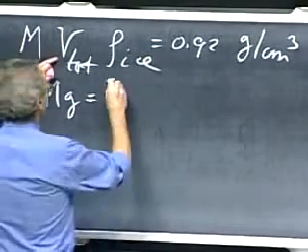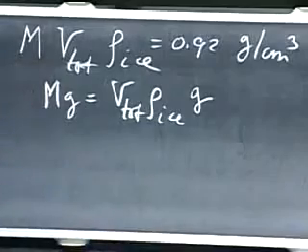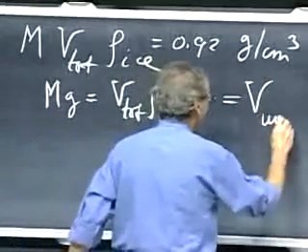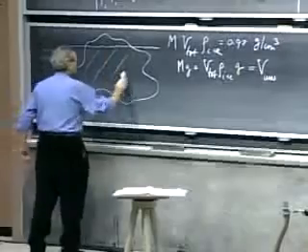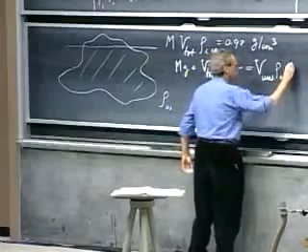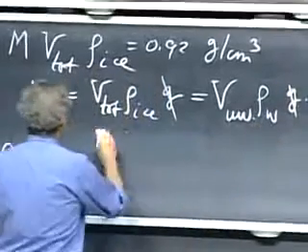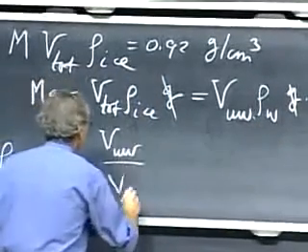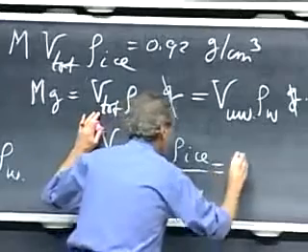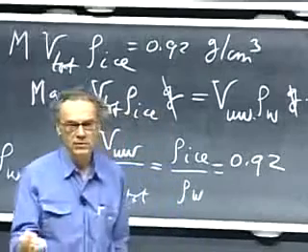Now mg is the total volume times rho ice times g, just like the crown. The buoyant force is the volume underwater, which is this part, times the density of water, rho water, times g. You lose your g, and so you find that the volume underwater divided by the total volume equals rho ice divided by rho of water, which is 0.92. That means 92% of the iceberg is underwater.